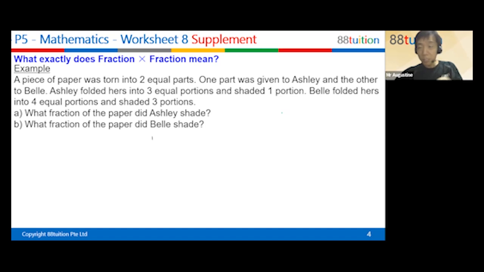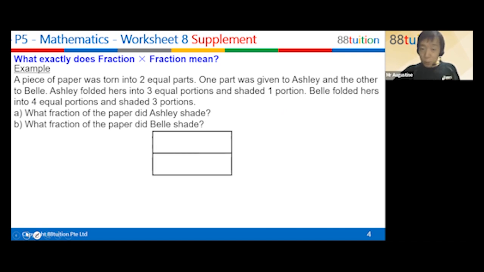So what I'm showing you all here is the meaning of a fraction multiplied by a fraction. Shall we look at it? Okay, let's see. So imagine a piece of paper. There you go, there's a diagram of an example of a piece of paper. A rectangular piece of paper, split into 2 equal parts. Can you see the top part and the bottom part? Yes, thank you. Then the top part is going to be given to Ashley. And what did Ashley do to her piece of paper?